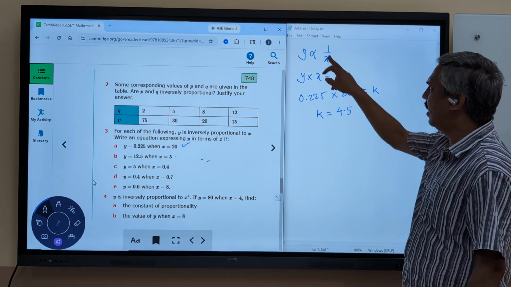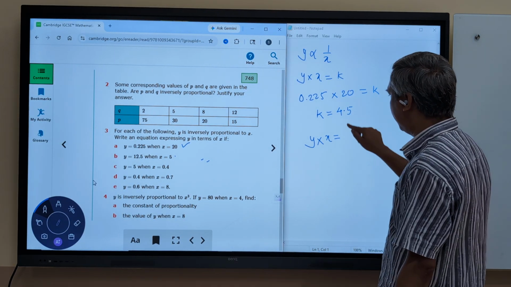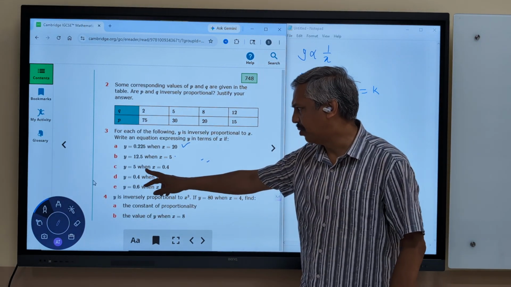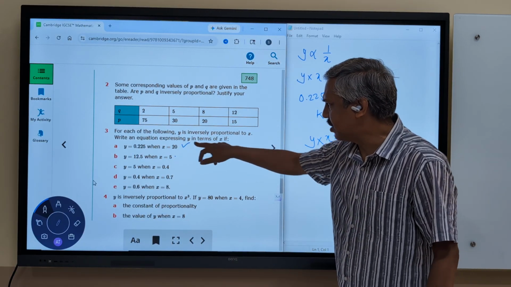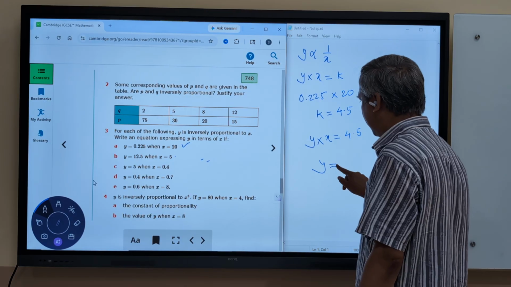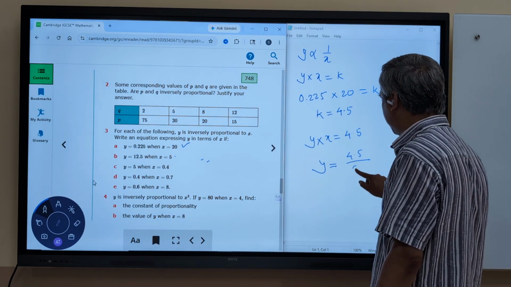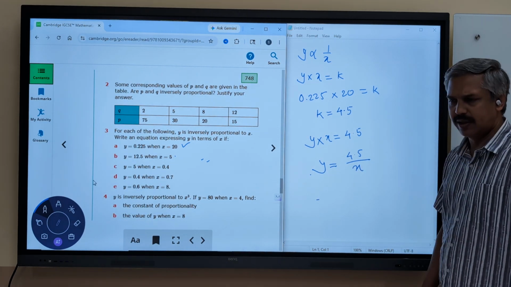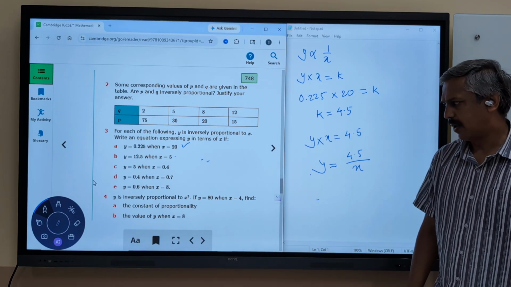And then from here I can say that y into x is equal to k, and k is 4.5. So y into x is equal to 4.5. Then we are asked to write an expression for y in terms of x. So we'll take x this side, and we have 4.5 divided by x. This is an expression of y in terms of x. Similarly, let us solve for B, C, D, E.